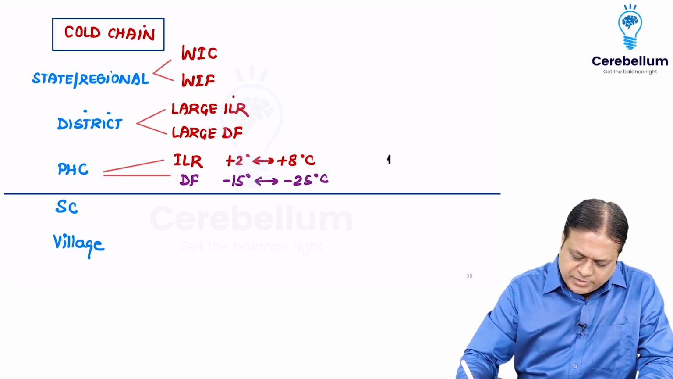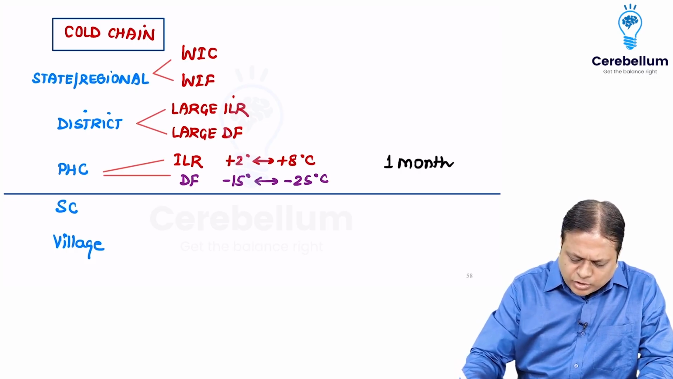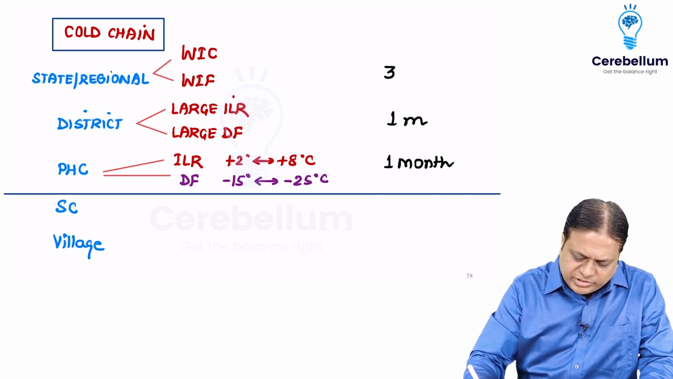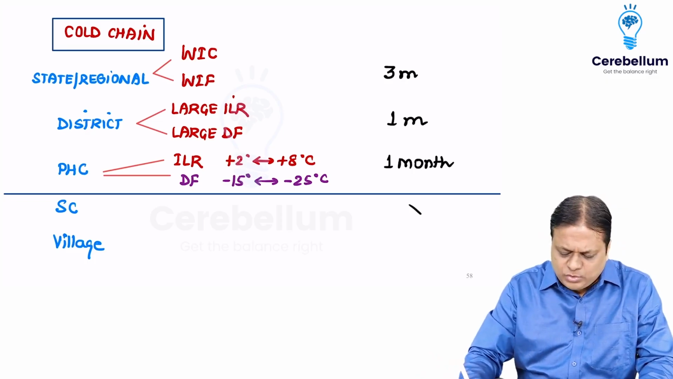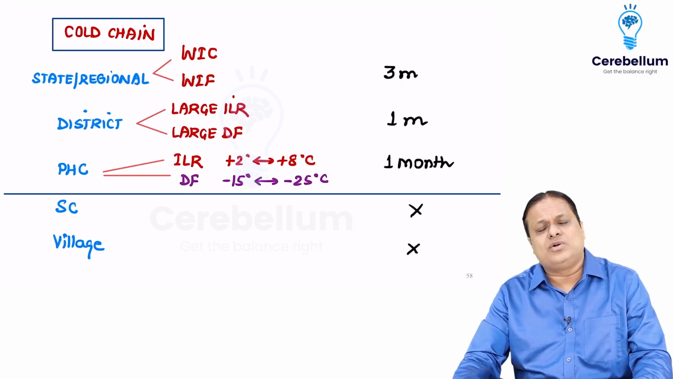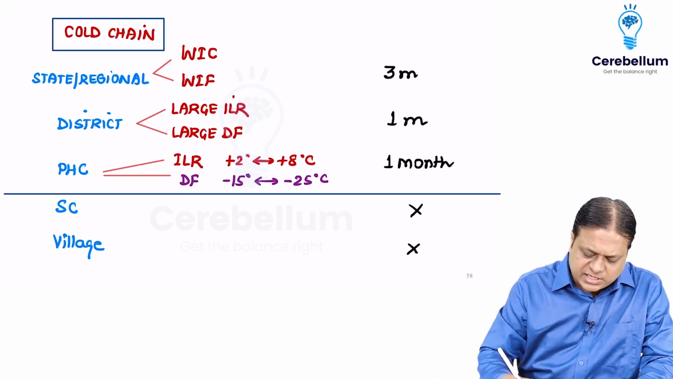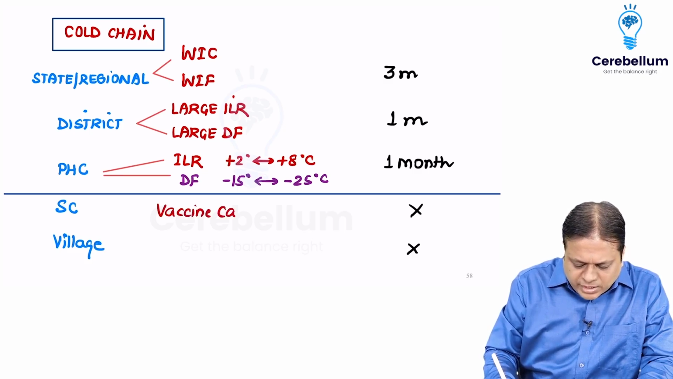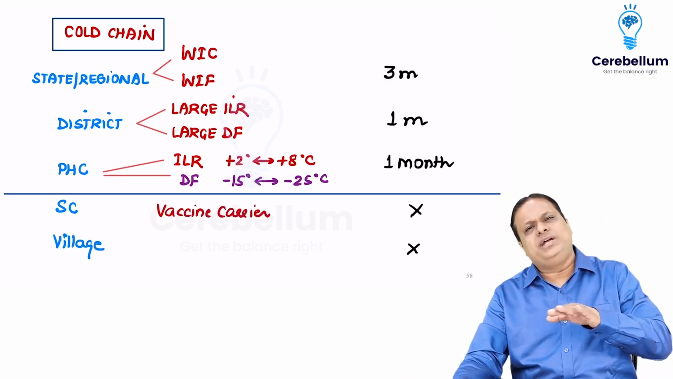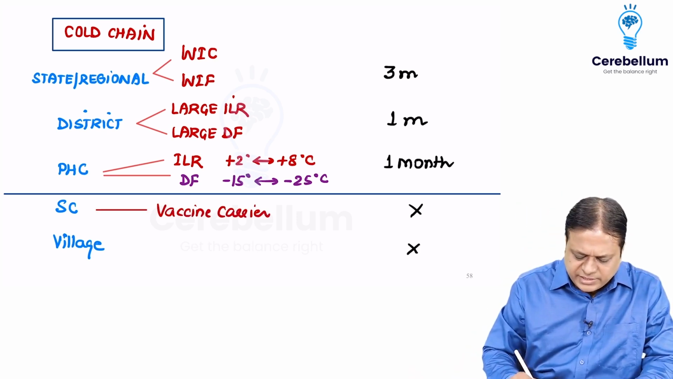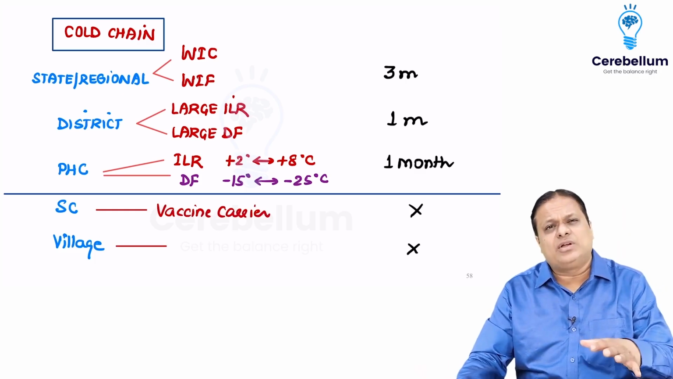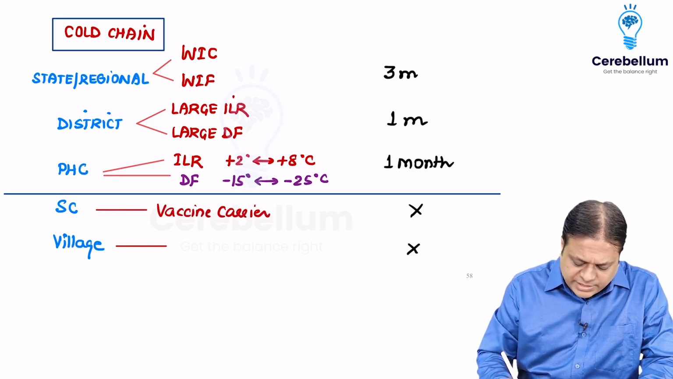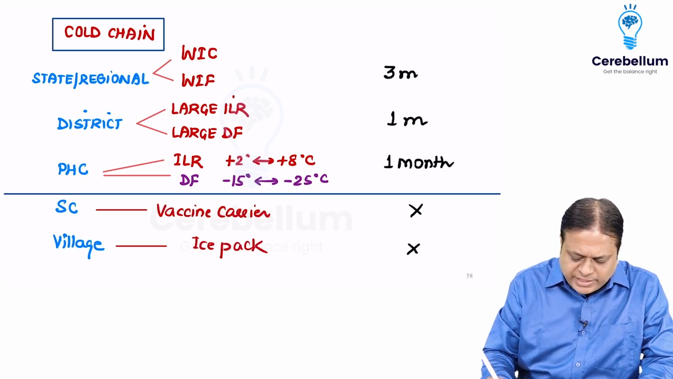Storage duration is 1 month for all the vaccines at primary health center. It is 1 month at district level and 3 months at state and regional level. We do not store the vaccines at subcenter or village level. Rather, vaccines are transported in vaccine carrier at subcenter, which is able to maintain temperature plus 2 to plus 8 degrees centigrade, and at village level. Finally, when you are conducting immunization in a session, we use the smallest component of cold chain, that is fully frozen ice pack, to maintain the cold chain.